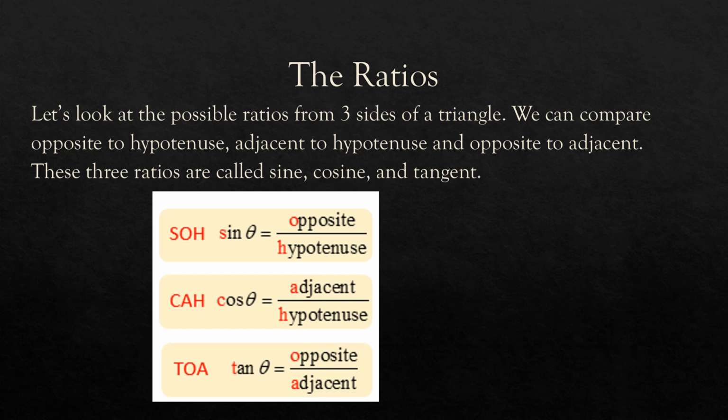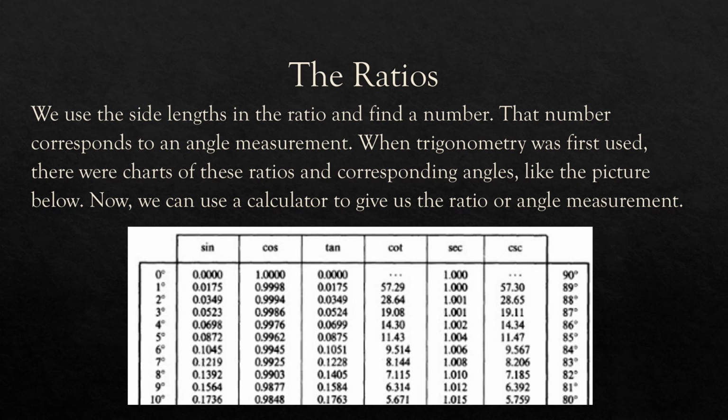We will be using these the rest of this chapter, and as you continue on through math, you will need to know these right away. This is something that you will memorize and hopefully know the rest of your life if you do math. We use the side lengths in the ratio to find a number. We can express that number as a fraction or as a decimal. That number corresponds to an angle measurement.